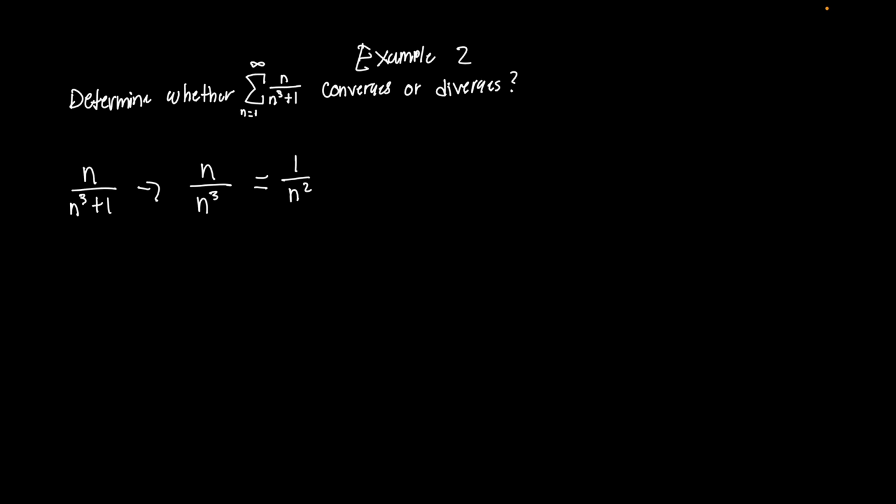So basically, all we did was look at the end behavior, as we plug in infinity. We know the plus 1 doesn't matter. The only thing that matters is the large values. So we simplified from n over n cubed plus 1 to n over n cubed, and we know we can compare that to 1 over n squared. And funny enough, that's the same p series we used last example, so coincidentally that worked out as well.